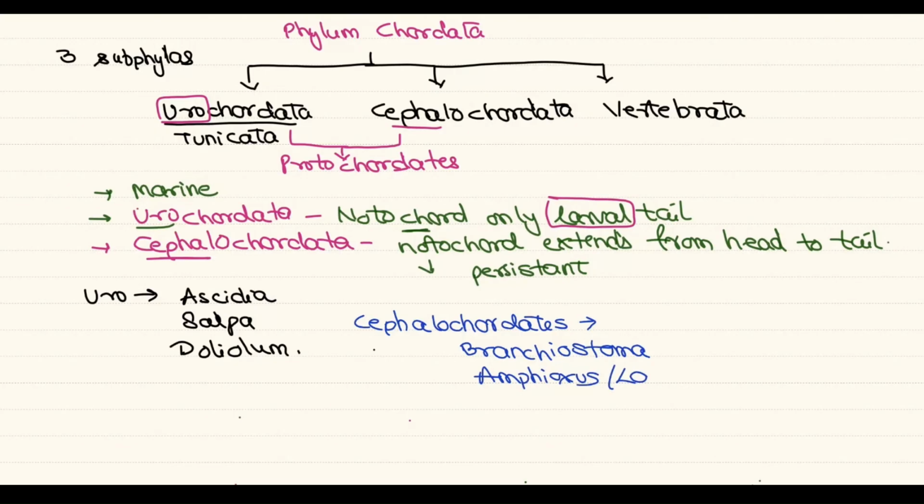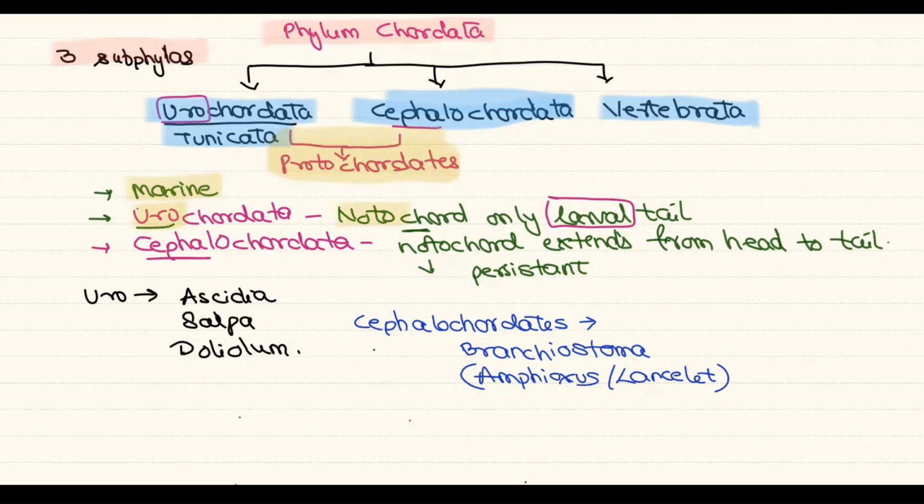It is also commonly called as lancelet. So revising the phylum Chordata, the phylum Chordata has three subphyla, and these three subphyla are Urochordata, also called as Tunicata, Cephalochordata, and Vertebrata. Both Urochordata and Cephalochordata are together called as protochordates, as these are the first form chordates. All the protochordates are marine.